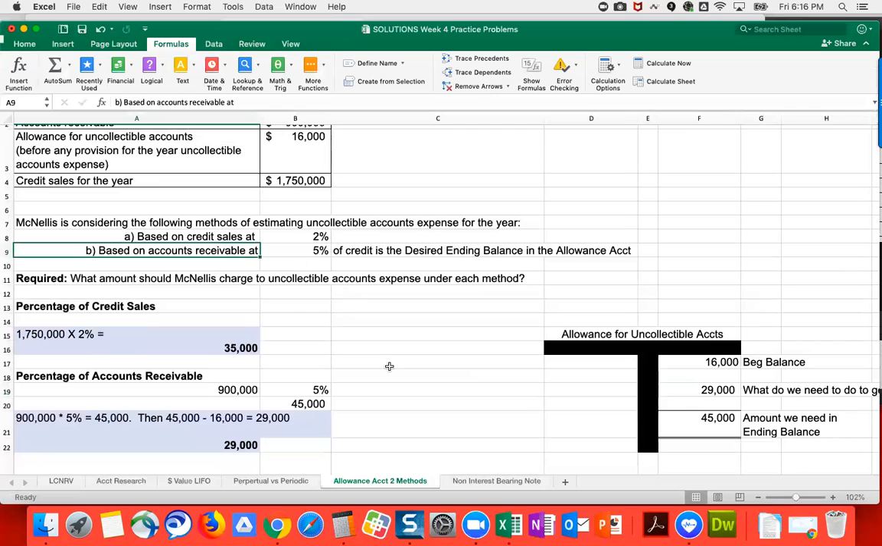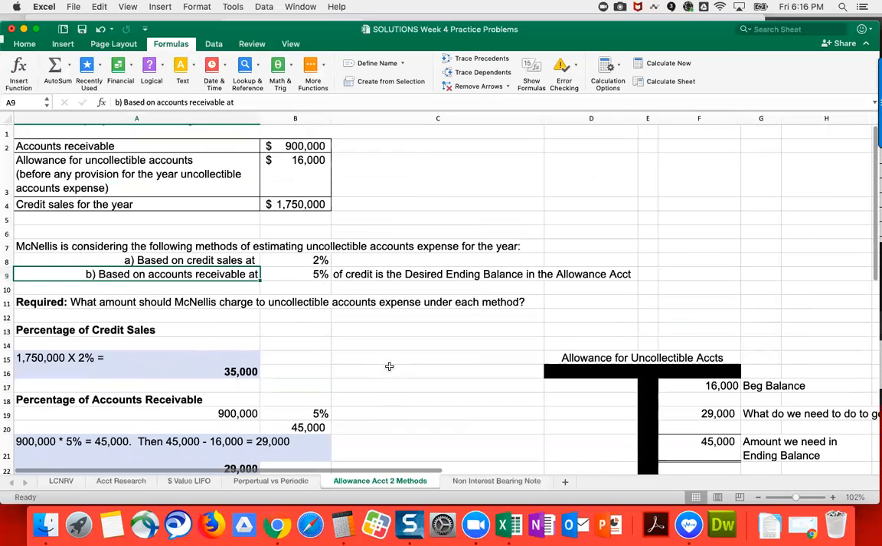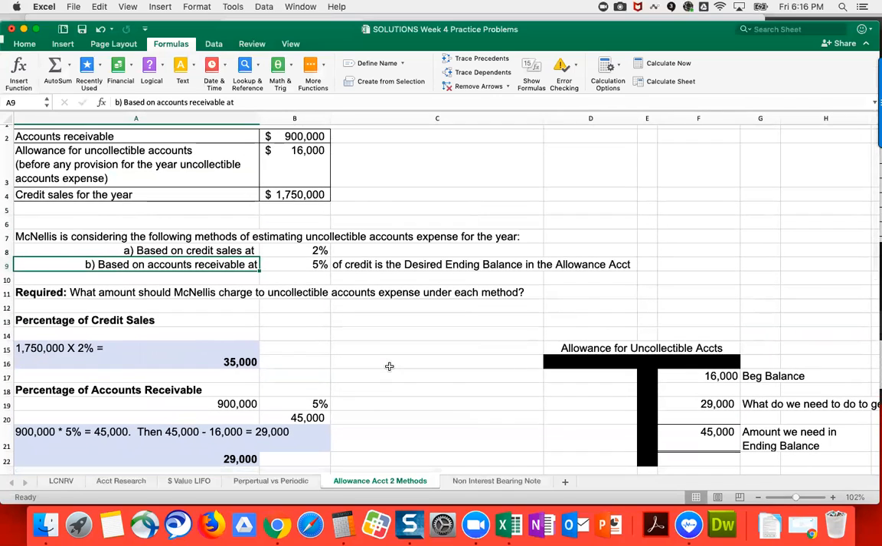So that's all there is to this problem. I don't think there's anything else. That one was pretty easy, right? Any questions on that one?